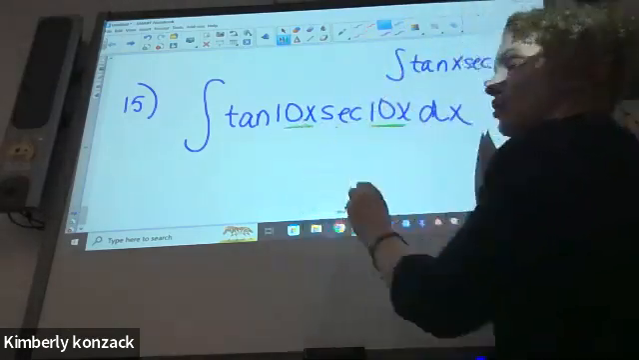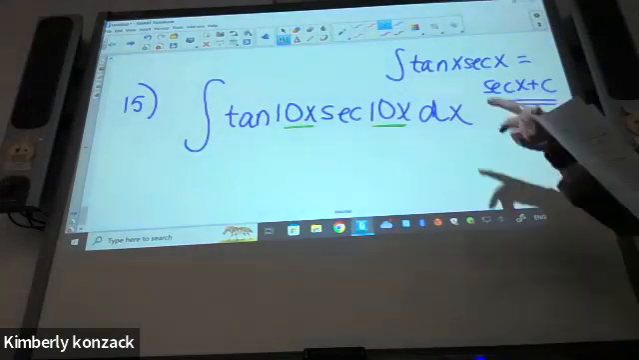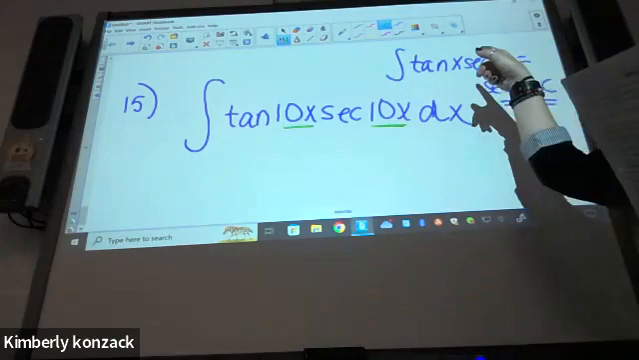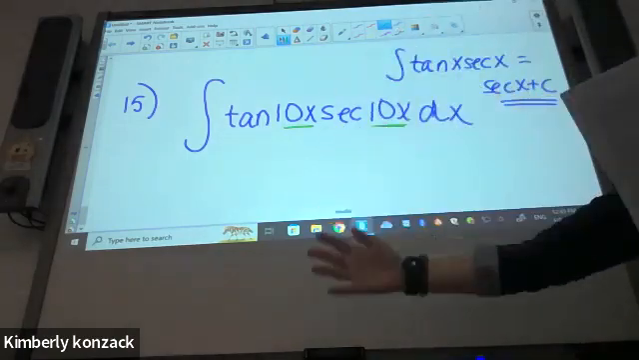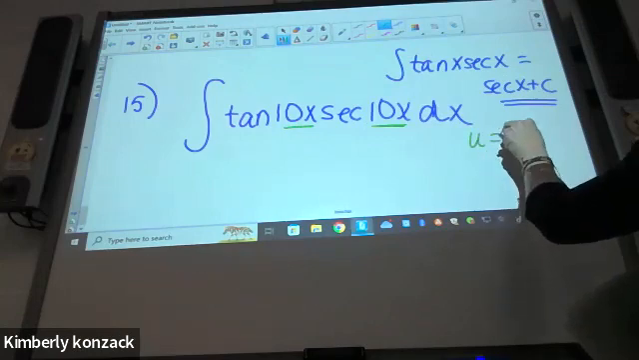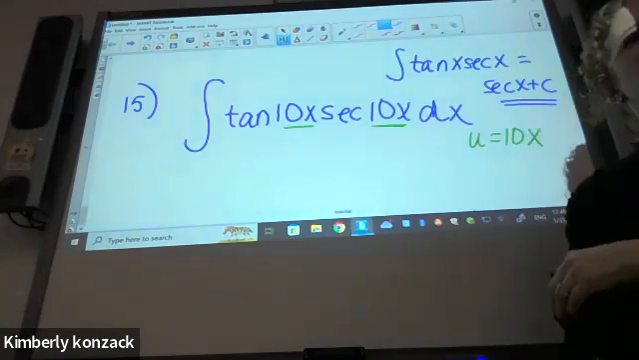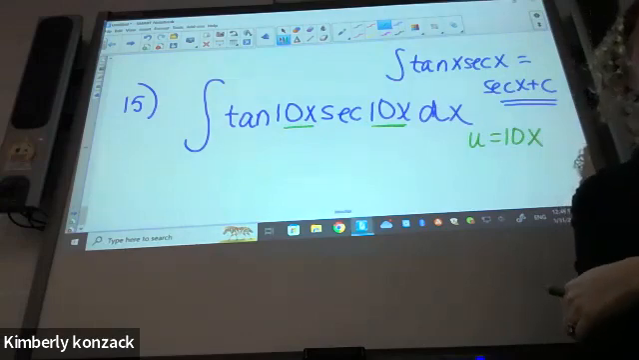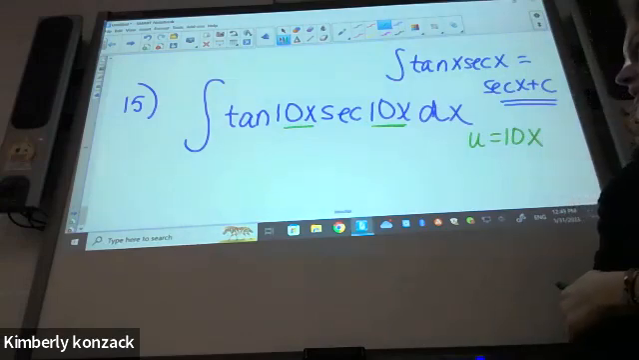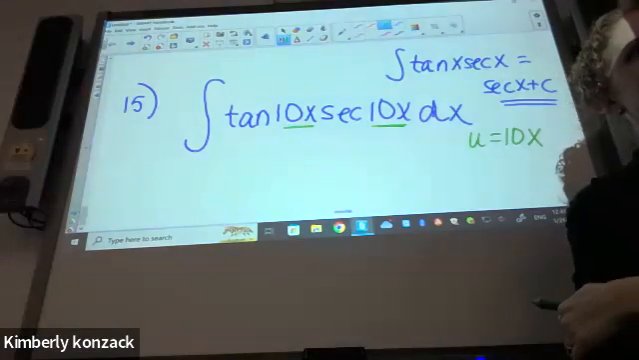Then you have tangent x secant x, except you have a 10 in here. So what do you think you want to let your u be? You don't want the tangent of x, you want the tangent of u secant of u, for u equals 10x. Oh, I see, I never thought to do that. You can't pull out a variable because it's attached to the x.